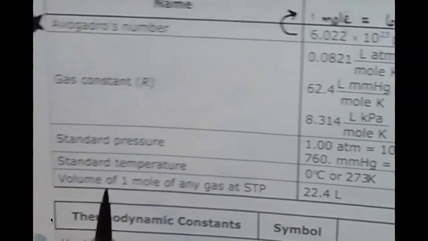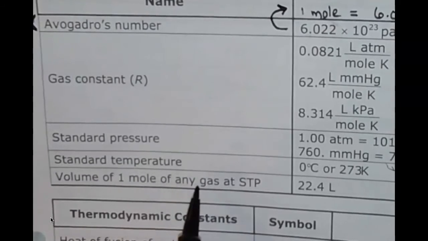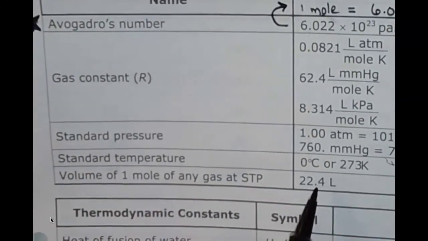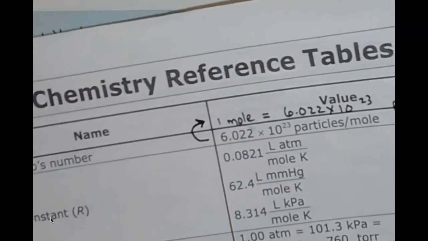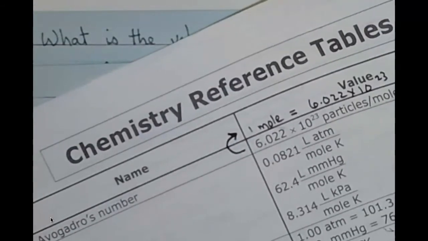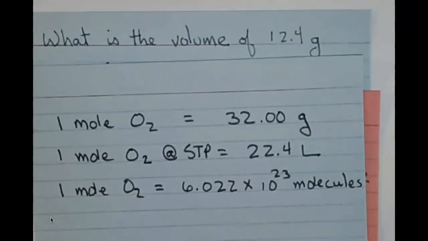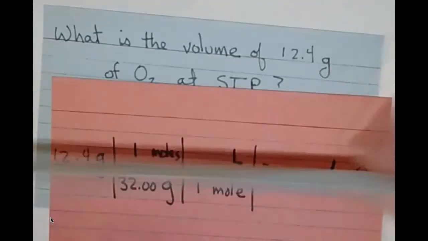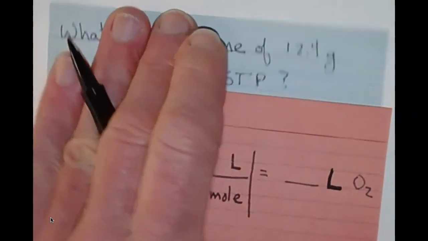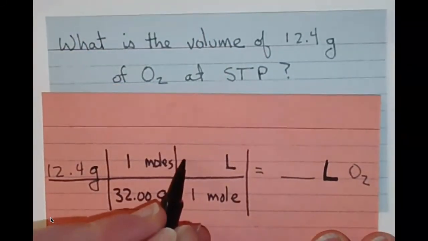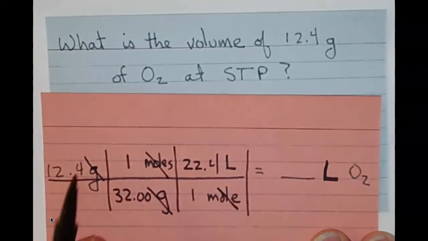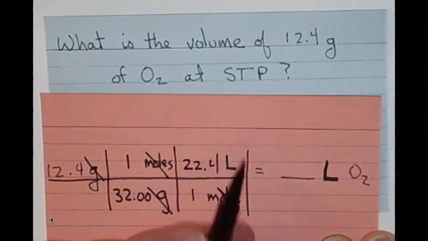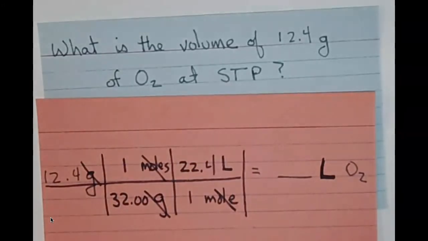And if you ever forget that, it is right here: volume of 1 mole of any gas at STP, 22.4 liters. That's on the first page of your chemistry reference table where everything is. So I'm going to put 22.4 liters right here. I'm going to check my units. The grams cancel, the moles cancel, and I'm left with the units that I desire.